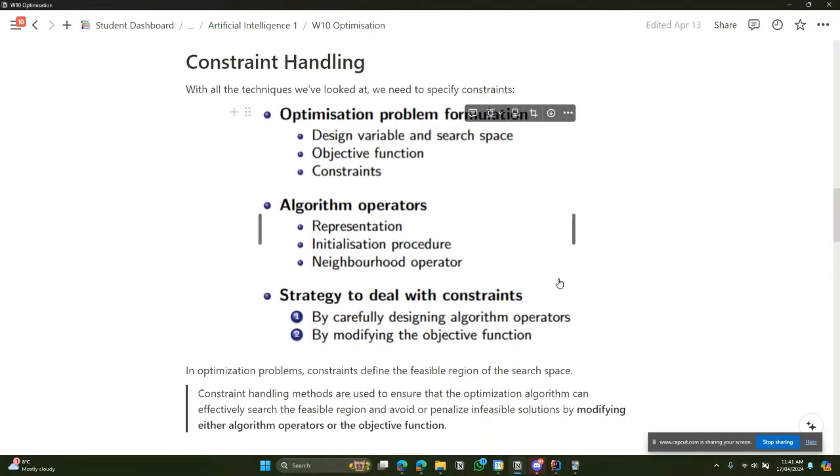So we've moved on from simulated annealing now. That was the last algorithm we needed to look at.